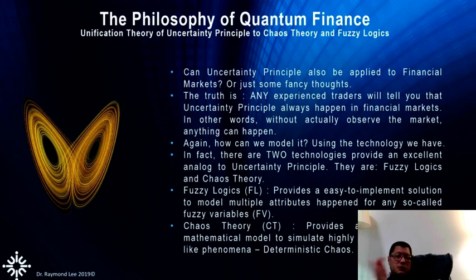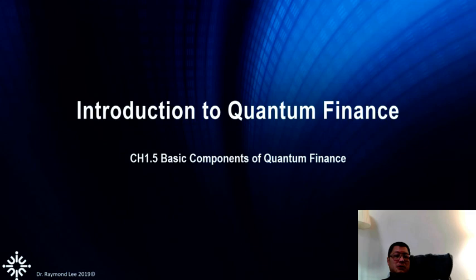So you can see that after you take my lecture or read the book, you will agree that different kinds of technologies, like the uncertainty principle, quantum mechanics, fuzzy logic, chaos theory or neural networks, seem to be different, but in fact they are the same. Same in the sense that they are different tools to observe the world and model it, and they are related. That is important. That's what I want to say in the book and this course. So the next part is the basic component of quantum finance.